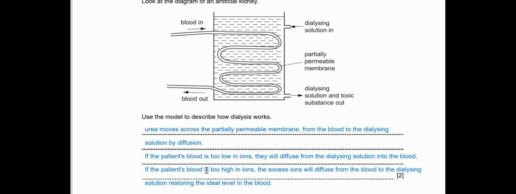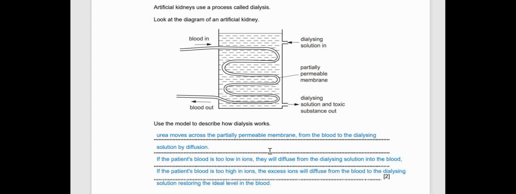If the patient's blood is too low in ions, they will diffuse from the dialysing solution into the blood. And if the patient's blood is too high in ions, the excess ions will diffuse from the blood to the dialysing solution, restoring the ideal level in the blood. We hope this answer is clear. If you have any questions, please feel free to write in the comment section of the YouTube channel.